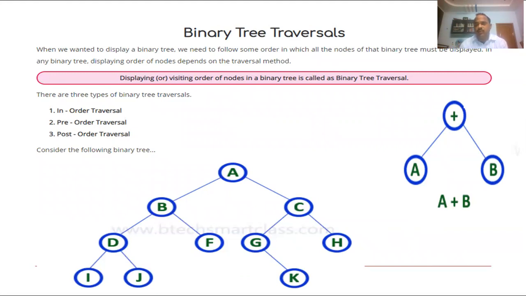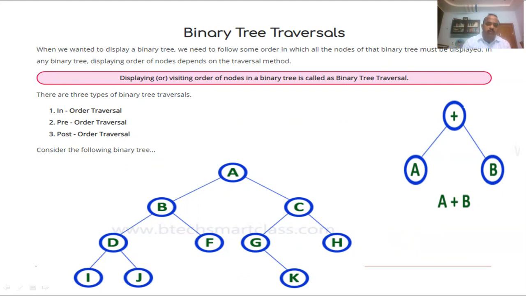There are three types of tree traversals. The first one is in-order tree traversal. The second one is pre-order tree traversal. The last one is post-order tree traversal. So, in-order, pre-order, and post-order tree traversal.